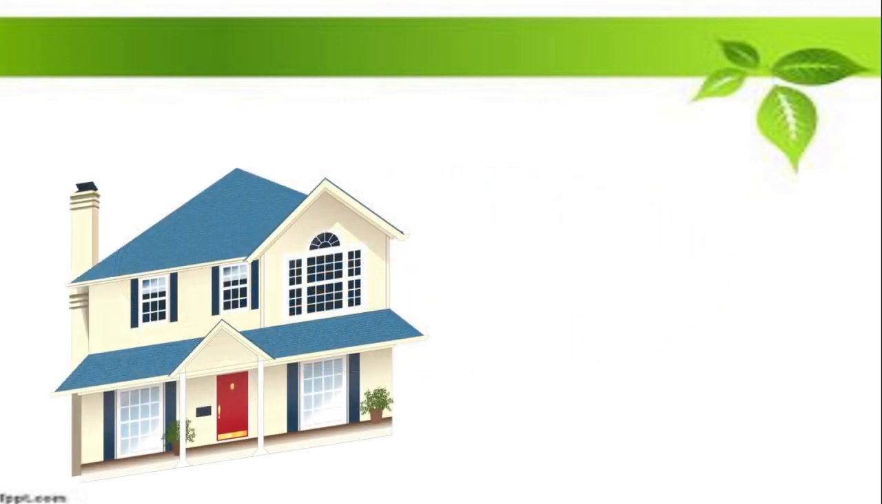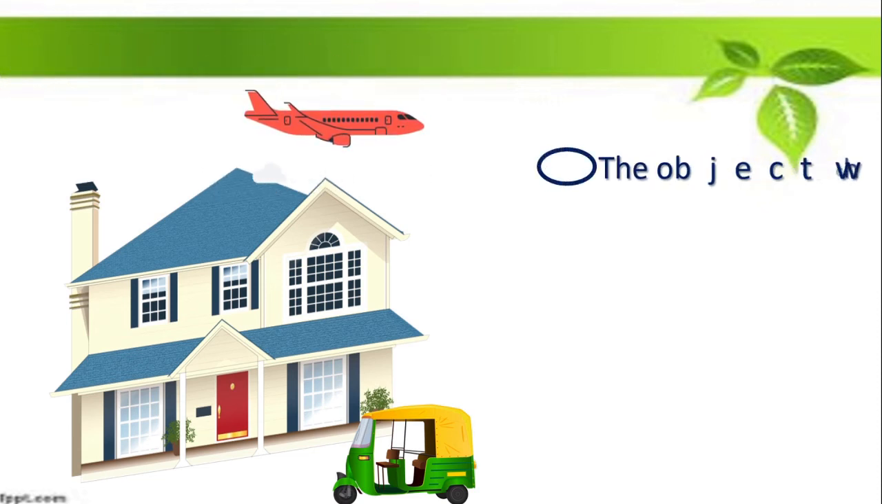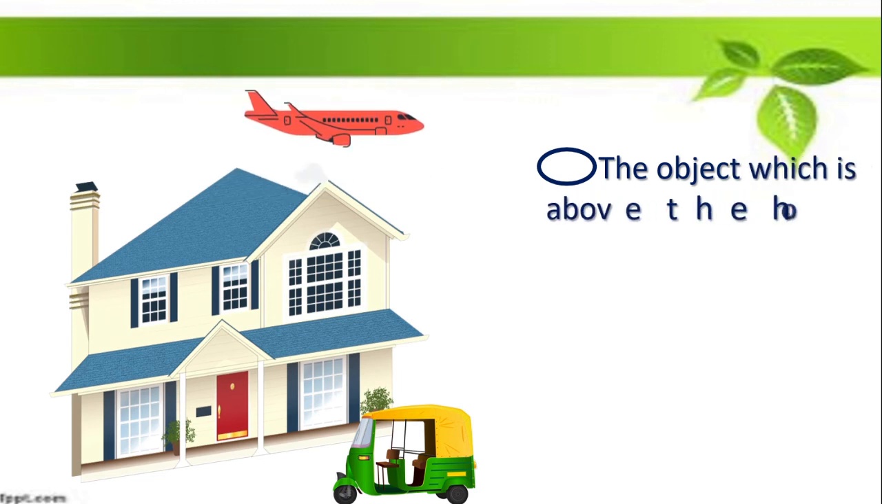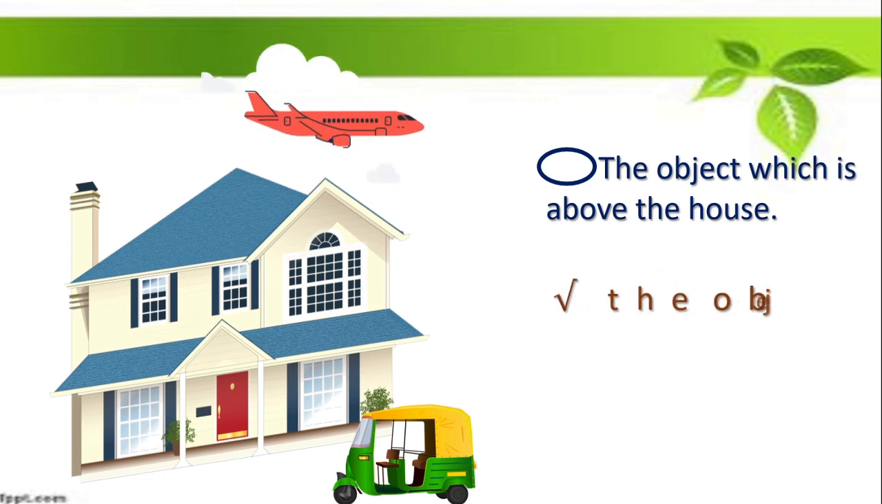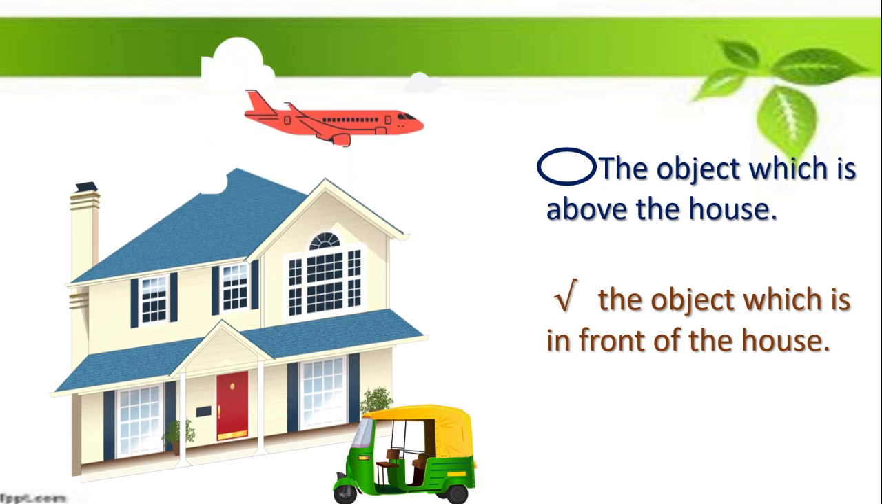Here you can see house, right? Beautiful house. Now here you can see two vehicles. The question is, circle the object which is above the house and tick the object which is in front of the house. As dear children, you have to tick mark one vehicle and you have to circle one vehicle. That you have to decide.